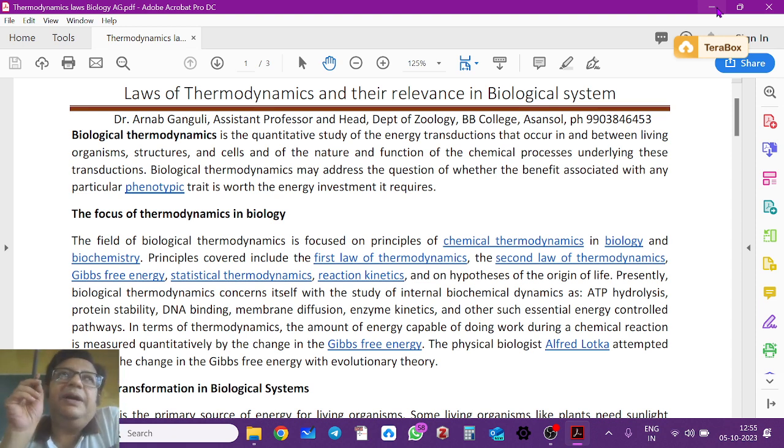So what do you mean by thermodynamics? Basically, thermodynamics, as the name suggests, thermo means heat, dynamics means movement of heat. So this heat can also be translated into energy. So in the biological system, this transfer of energy is extremely important.